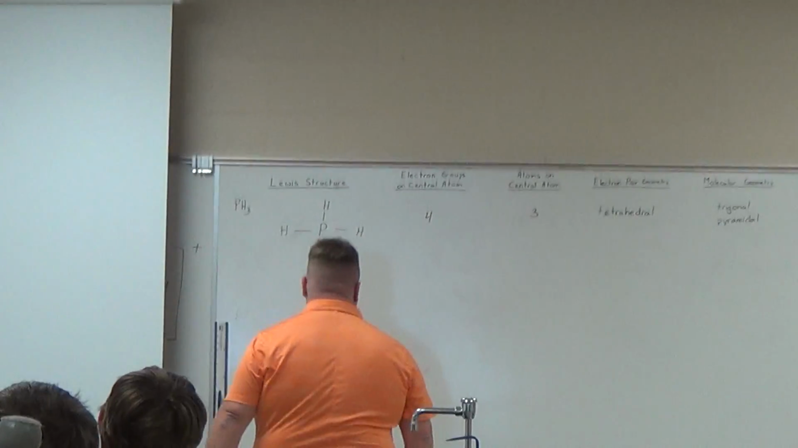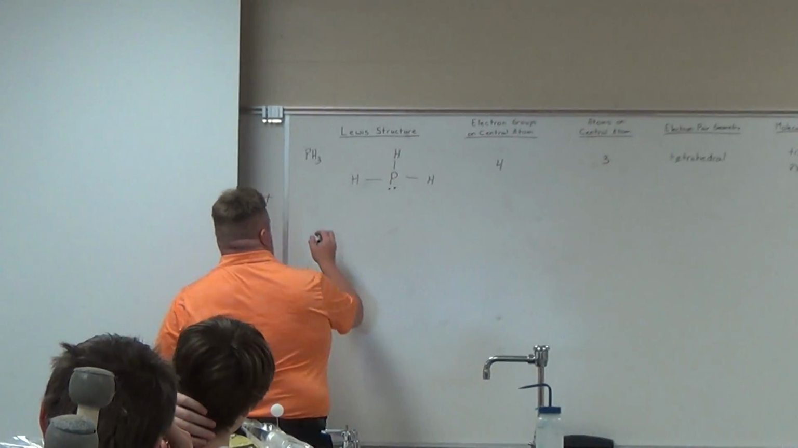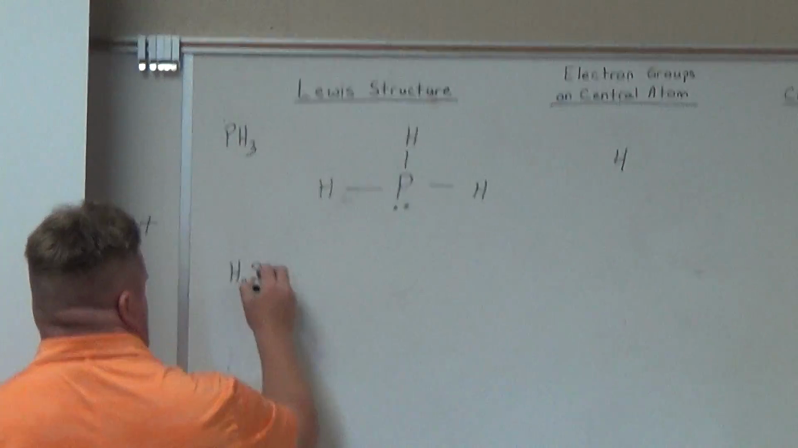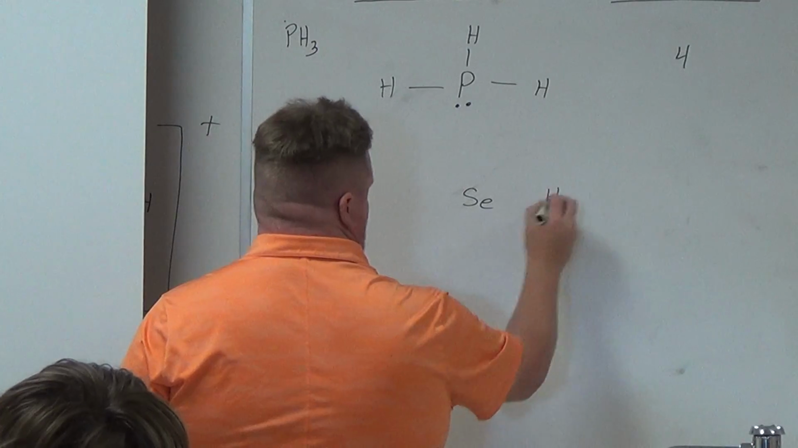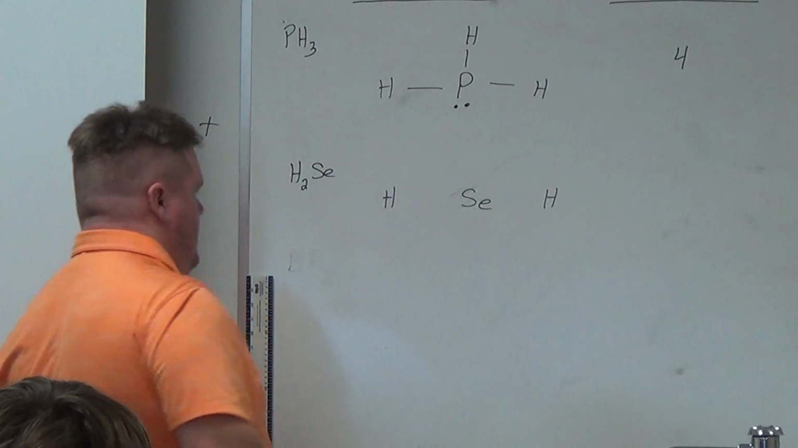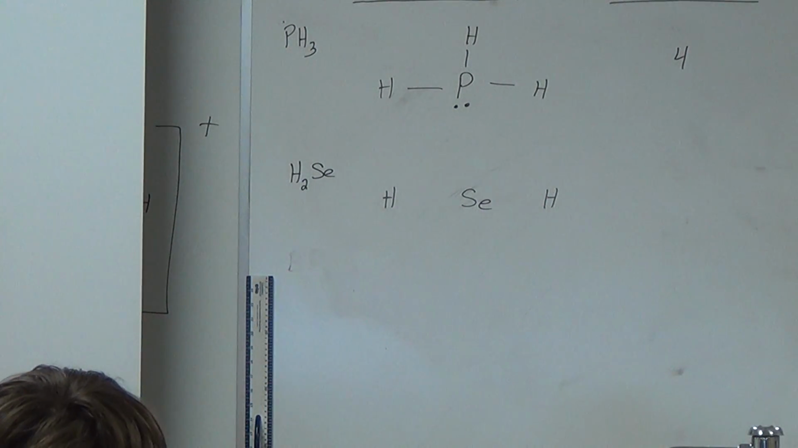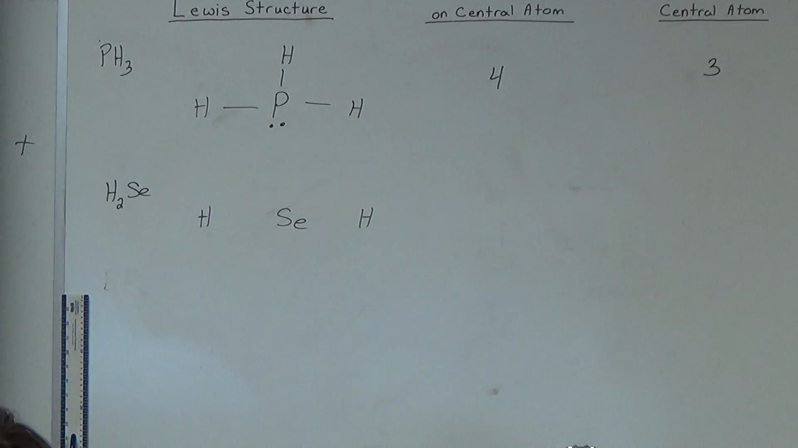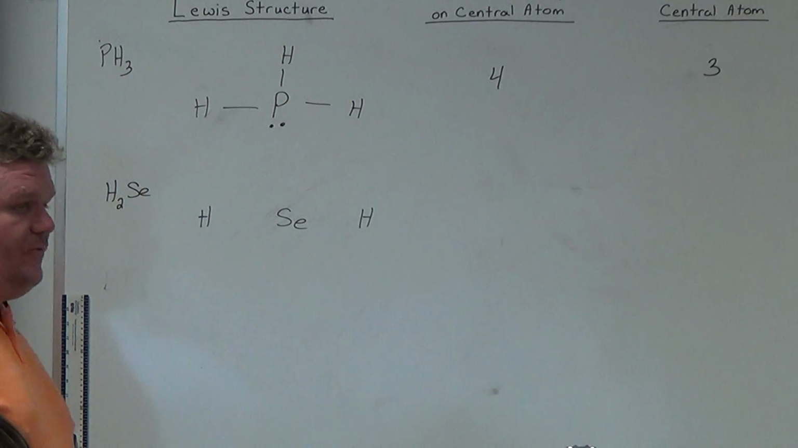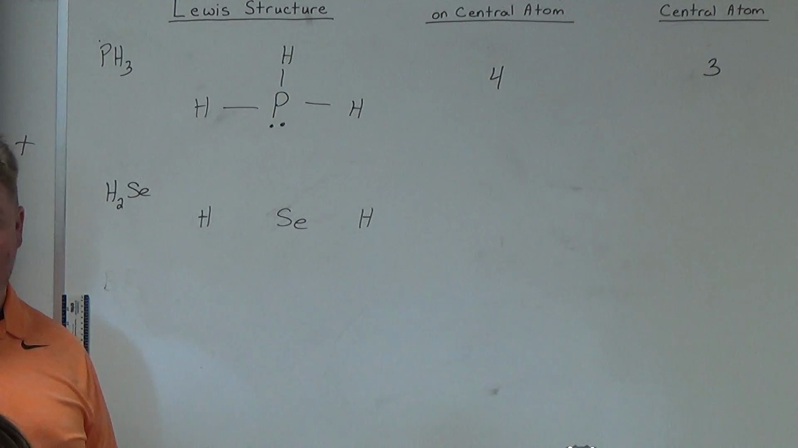H2Se. All right, the central atom will be the Se, selenium. Okay, so you might start by drawing it something like so. How many electrons do we get? 8 total electrons: 6 from the selenium, 1 from each hydrogen. So how many pairs would that be? 4 pairs.